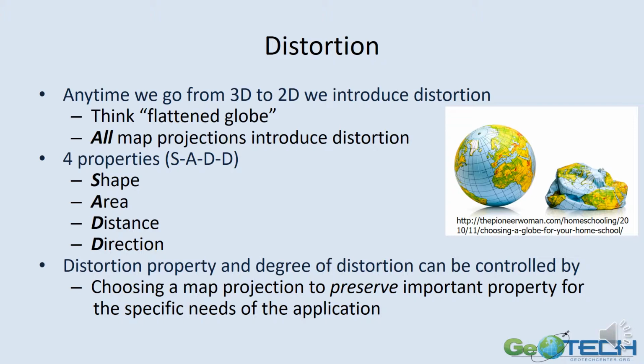One way to remember is SAD. The four properties are shape, area, distance, and direction. The distortion property and degree of distortion can be controlled somewhat. You want to use a map projection that preserves the most important property for the specific need of your application.